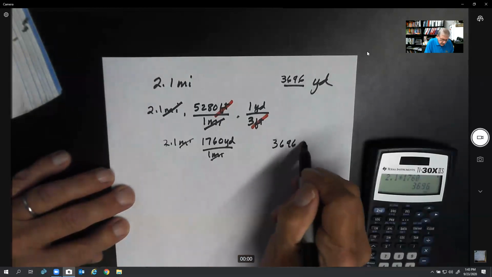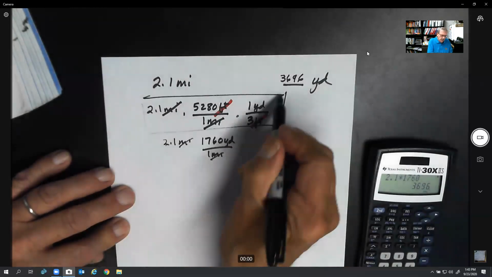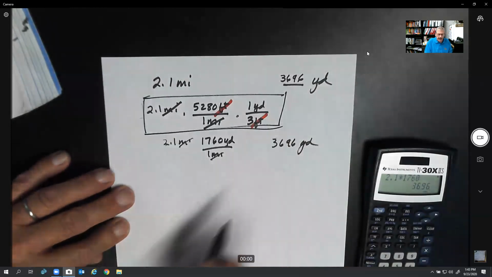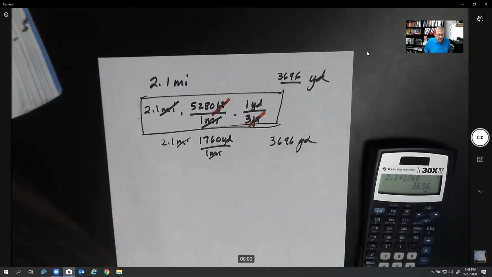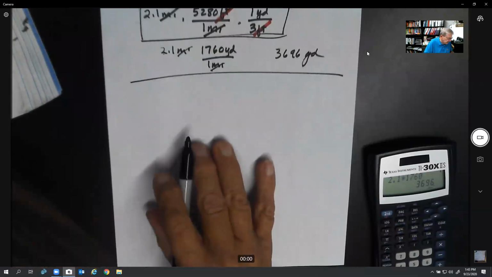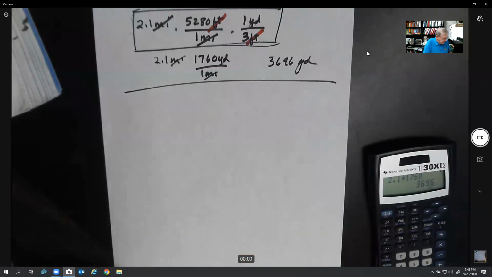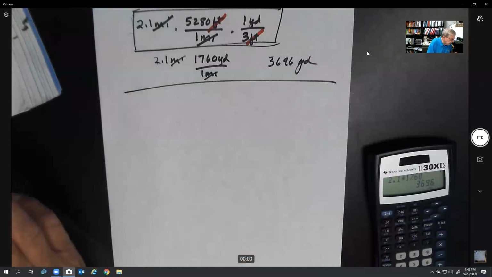3,696. So I like to use this kind of analysis here. Plus, if you're going to go into a field like engineering, usually you have to do it that way, in any kind of technical field. So let's see if we can do some more of those. I've got some written down. And let's see. Okay, here's one.